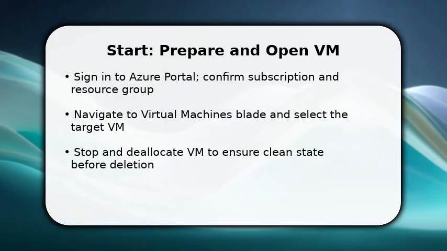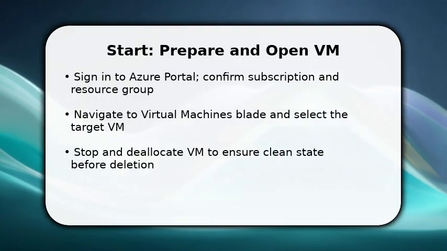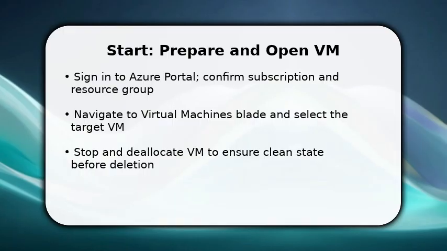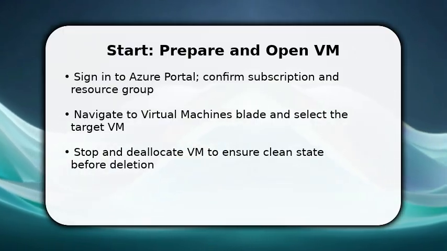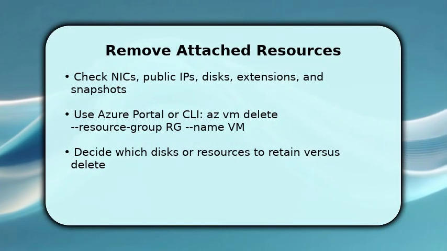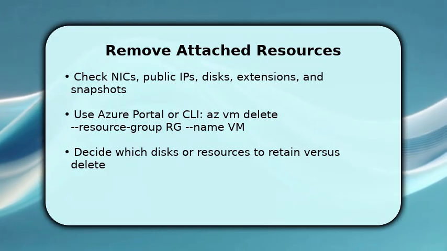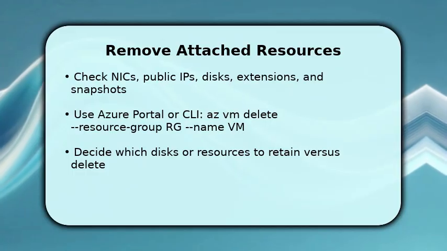Make sure you note the resource group and attached resources like NICs and public IPs so you can clean them up later. Starting here accelerates safe deletion and avoids accidental data loss. Next, focus on dependencies. In the VM blade, inspect networking and disks tabs to list NICs, public IPs, and managed disks. Extensions may retain state.